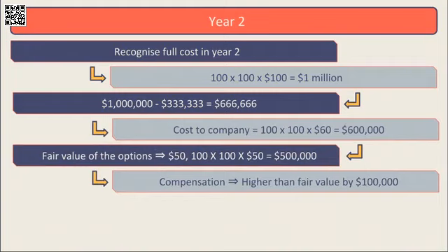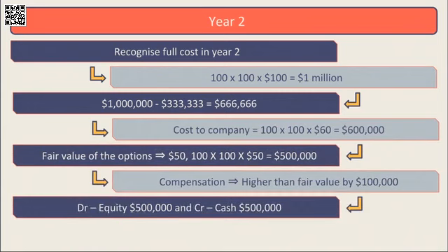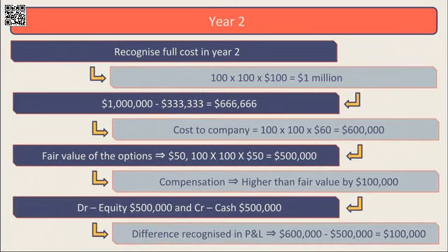The fair value is treated like an equity buyback. So let's do that now. Debit equity $500,000, credit cash $500,000. The difference between the compensation and the fair value is then recognised in the P&L. 600,000 minus 500,000 equals 100,000.